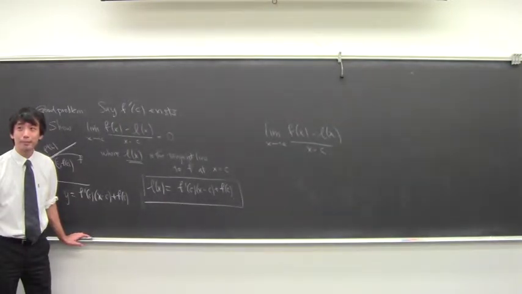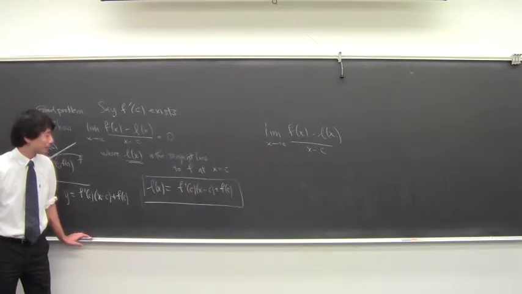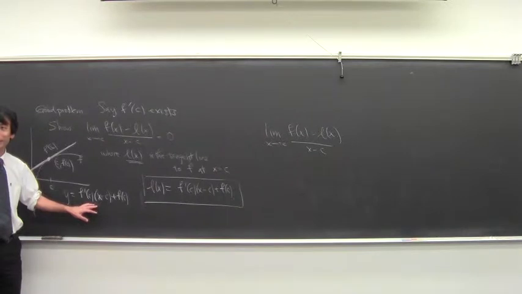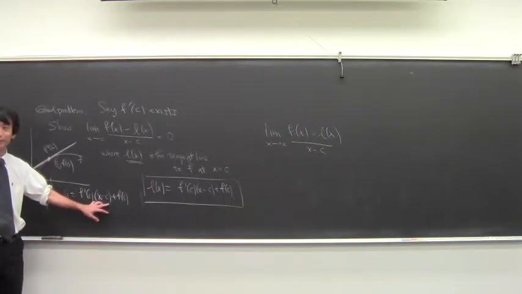Wait, why isn't it just c times f prime of c? I'm so confused about that. What are you confused about? For the tangent line, why isn't it f prime of c times c, if you're trying to find the tangent line at c?